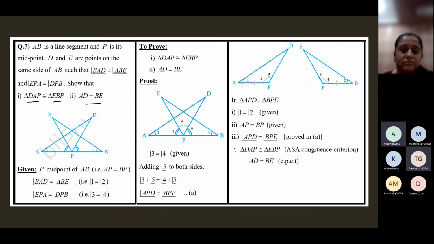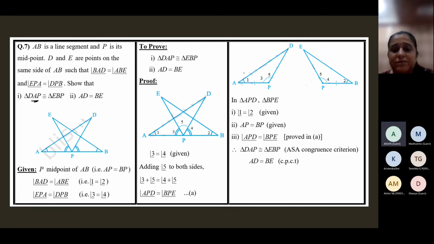Angle APD is nothing but 3 plus 5, ma'am, because APD is bisected by EP, ma'am. No, there is a line segment PE going through the angle. It's not bisected. Bisected means it's divided into two equal angles. There's a line segment PE going through this angle. That's not a bisector because it's not given. You're right.